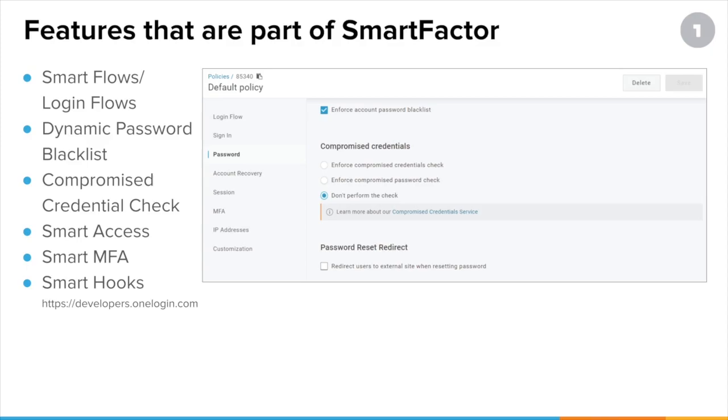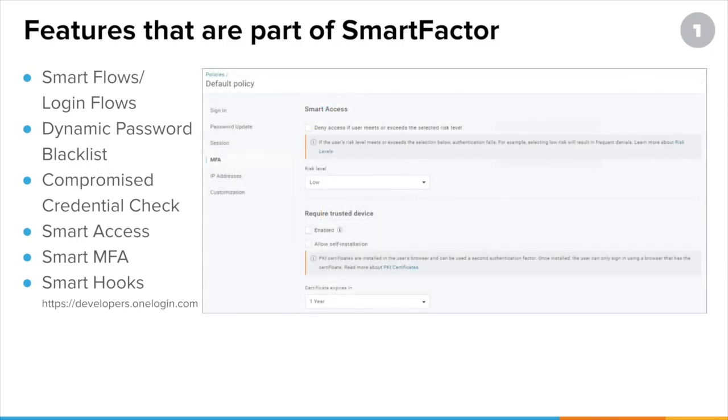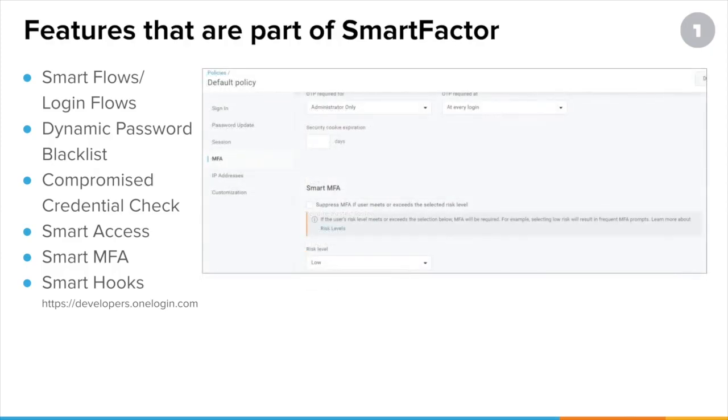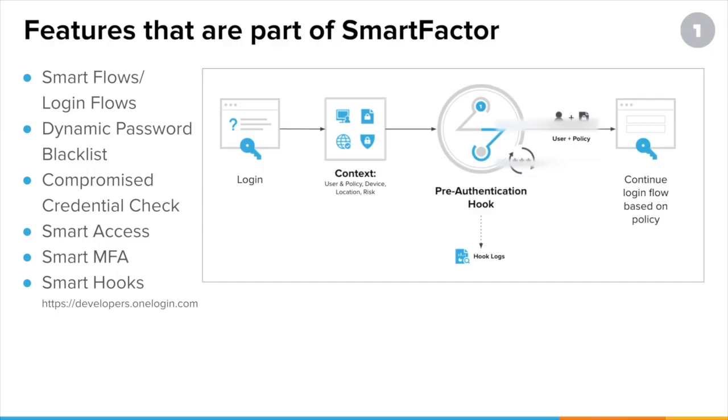The two parts of SmartFactor that provide adaptive authentication are Smart Access and Smart MFA. And these are the ones we're going to be focusing on for this particular course. The last part of SmartFactor is called Smart Hooks, and it provides a low-code way for you to customize how your OneLogin account behaves. For example, you can customize a user's authentication process by maybe changing how they're being authenticated depending upon what type of system they're logging in from.